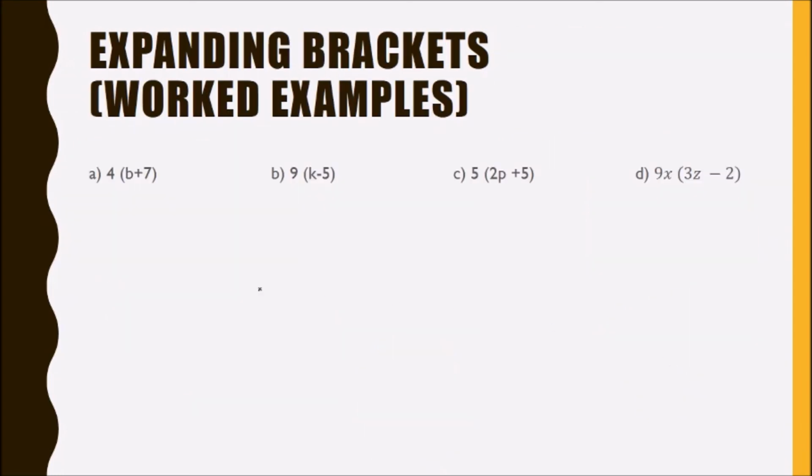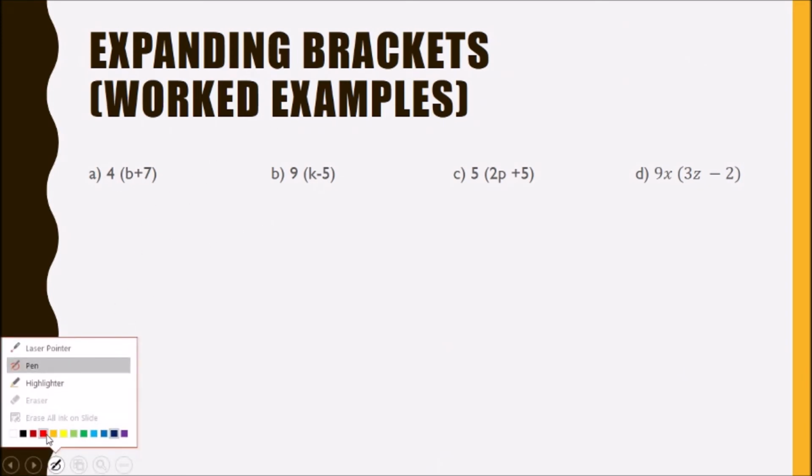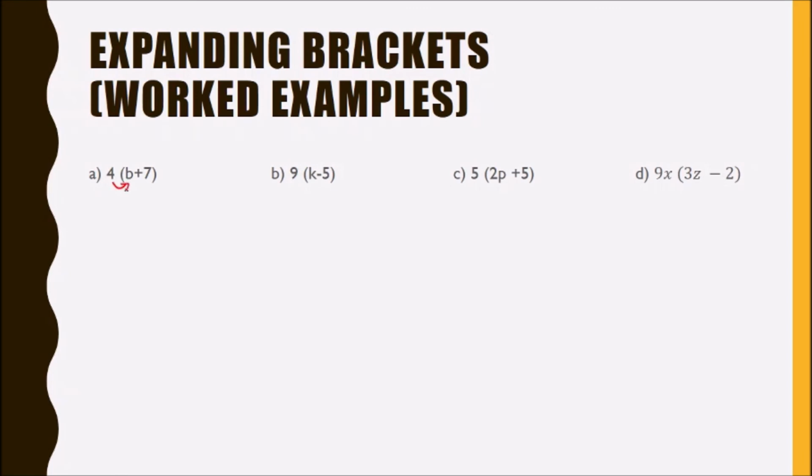Okay, so now we're going to be expanding these brackets. I'm just going to quickly show you what they are. So 4 times B and 4 times 7. So 4 times B is 4B, plus, because there's a plus here, plus is plus, so plus 4 times 7, which is 28. So if I was to show you the working out, I did 4 times B plus 4 times 7. That's how I would have worked it out.